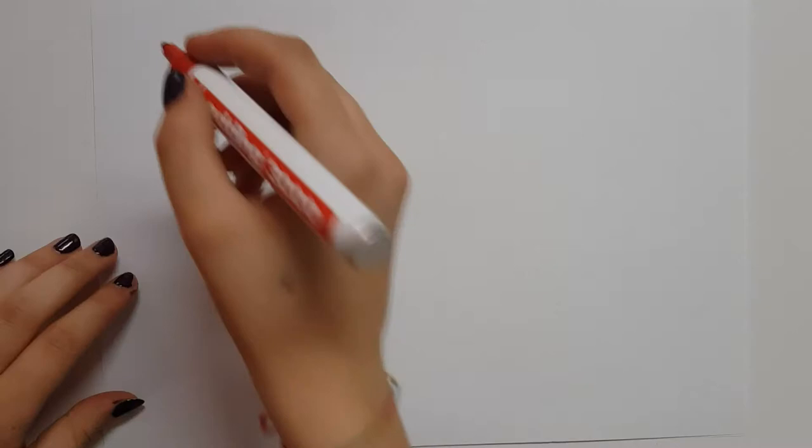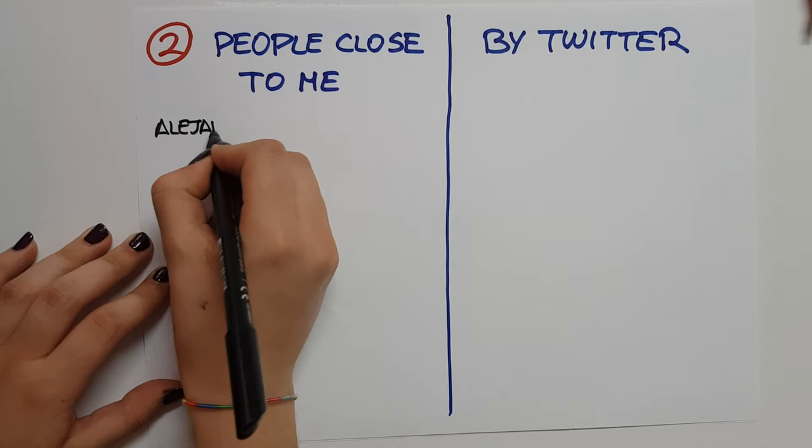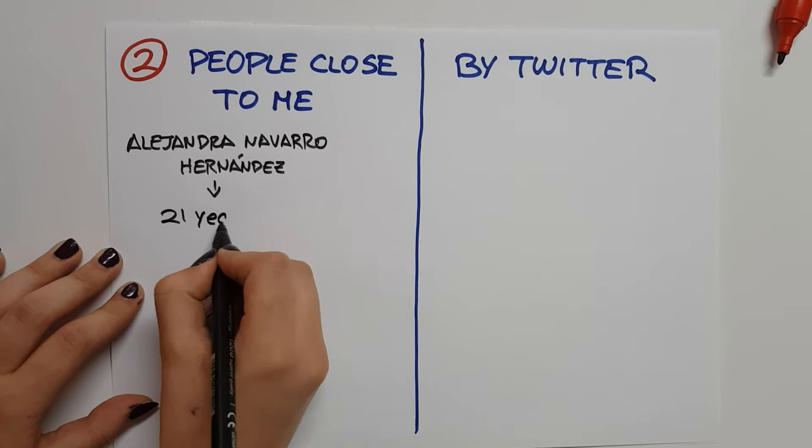About the people that could help me to improve my TIDA, I have divided them into people that are close to me and people that I have known about on Twitter. Alejandra Navarro Hernández is my cousin and she's studying the same degree as me. For that reason, she did this project before and she could help me to develop the idea and activity.